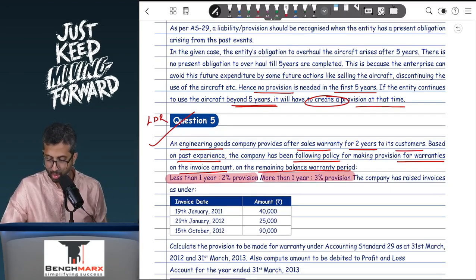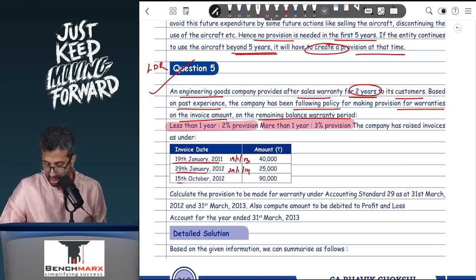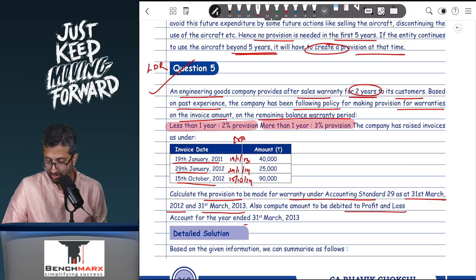The company has raised invoices as under. So on 1st January 11, so if it's a 2-year warranty, this warranty will expire on 19th Jan, let us say 2013. If it's a 2-year warranty, this will expire on 29th Jan 2014. If it's a 2-year warranty, 15th October 2014, this is when the warranty will expire. Calculate the provision to be made for warranty under Accounting Standard 29 as on 31st March 12 as well as 31st March 13, and also compute the amount to be debited to the P&L for the year ended 31st March 13.